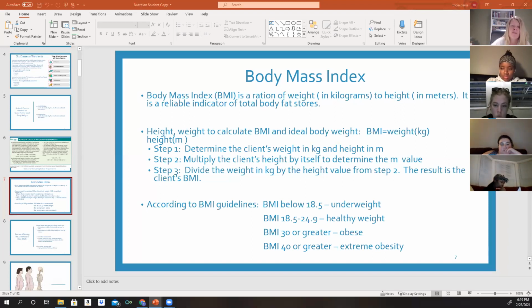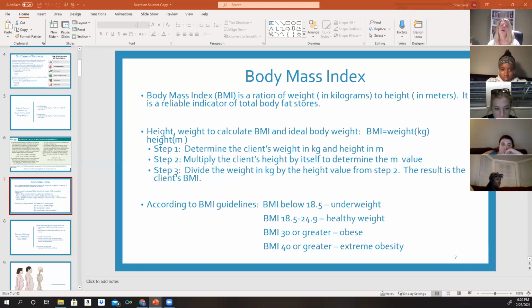So a BMI below 18.5 is considered underweight. A BMI of 18.5 to 24.9 is considered a healthy weight. A BMI of 30 or greater is considered obese. And then a BMI of 40 or greater is extreme obesity. So a BMI also provides an estimation of a risk for diseases such as heart failure, heart disease, diabetes, hypertension, high cholesterol.